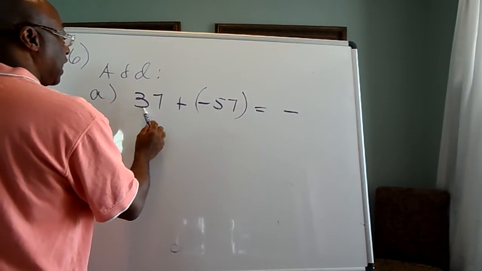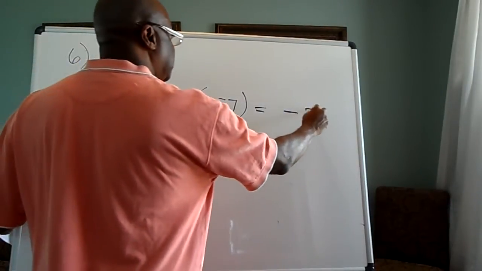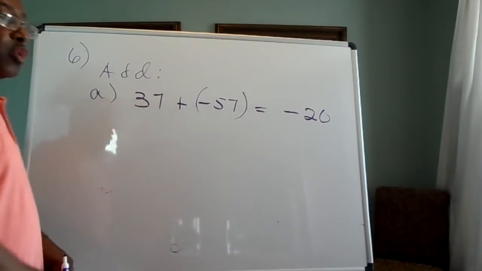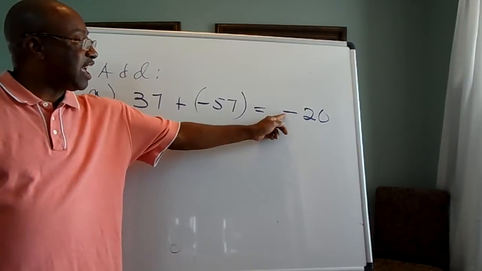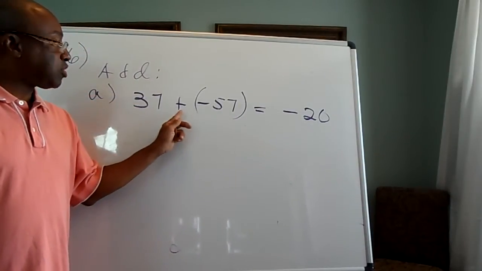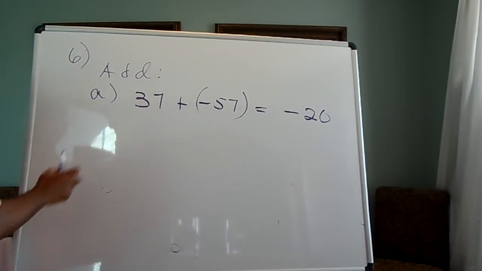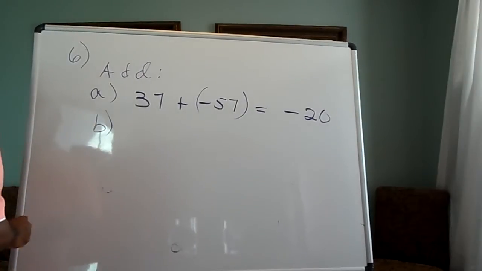57, take away 37 gives us what? 20. So the rule for adding different signs is to take the sign of the largest and then subtract the numbers. When you add different signs, take the sign of the largest, then what? Subtract.